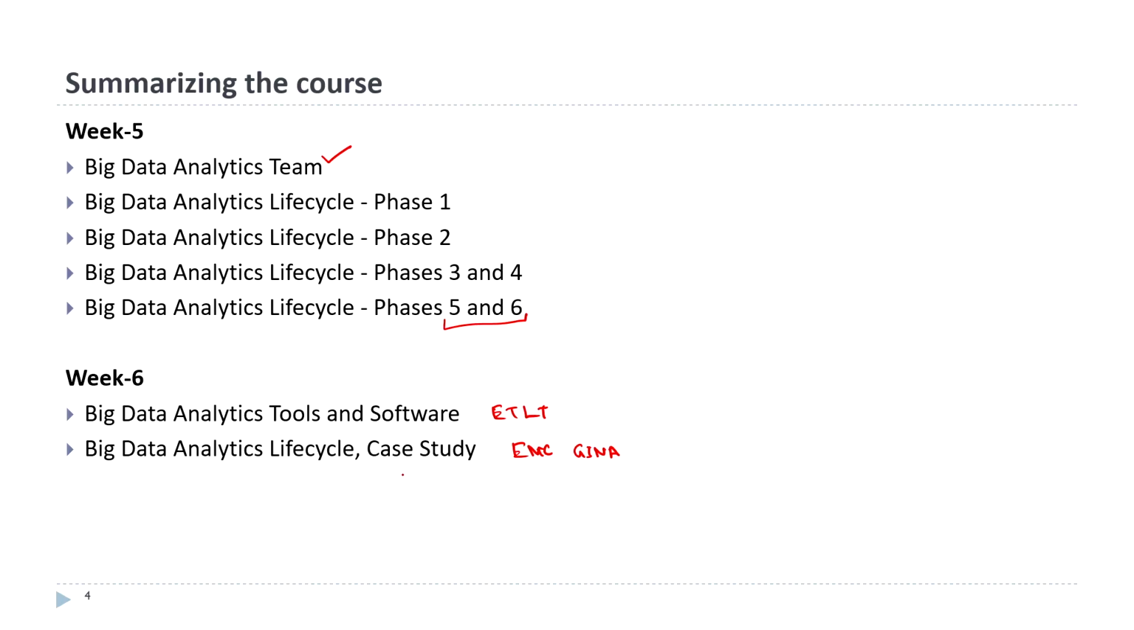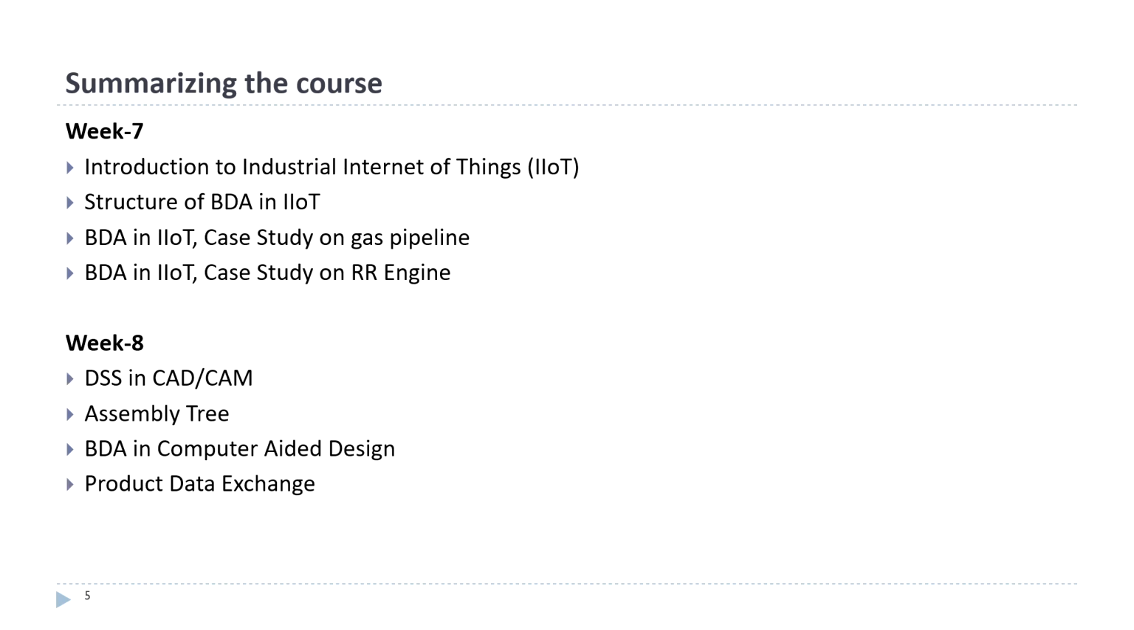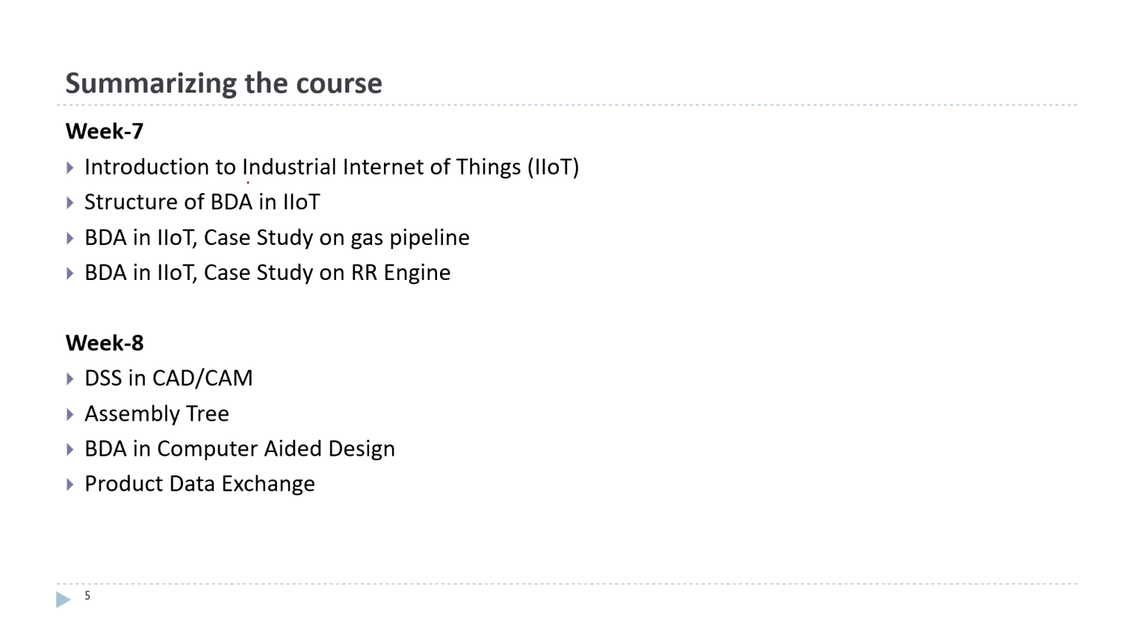This study was taken in week 6. Week 7 started with an introduction to IIoT. When we talk about Industry 4.0, the Internet of Things and the Industrial Internet of Things were very important to be discussed, which were taken in week 7, where an introduction to IIoT was given, and how big data analytics is related to the IIoT.